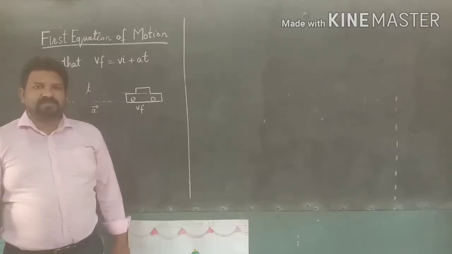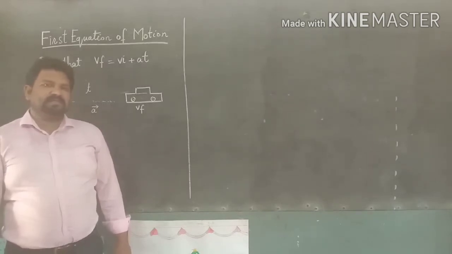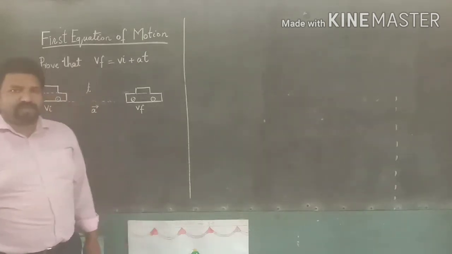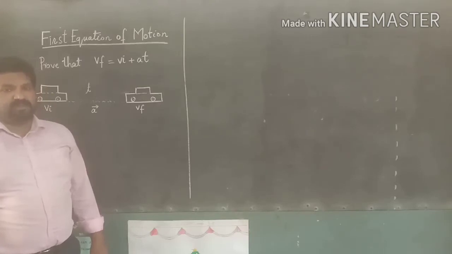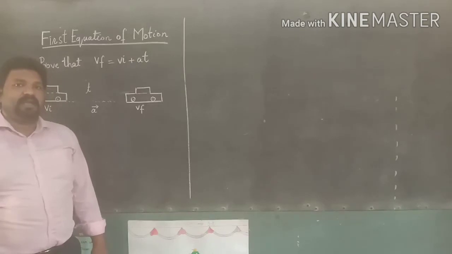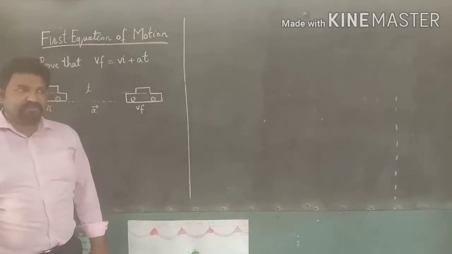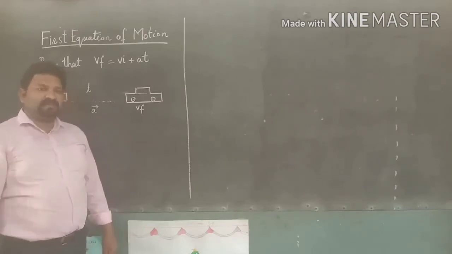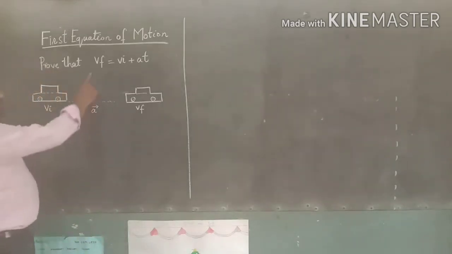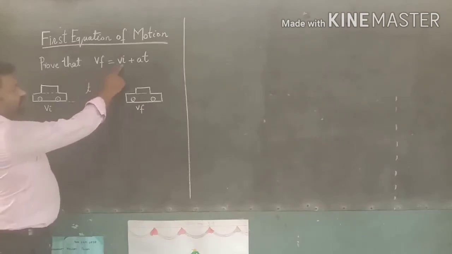Good morning class. Today we will derive the simple equations of motion for bodies traveling along a straight line with uniform acceleration a. There are three equations of motion: first equation of motion, second equation of motion and third equation of motion. So today we will derive the first equation of motion, Vf is equal to Vi plus At.